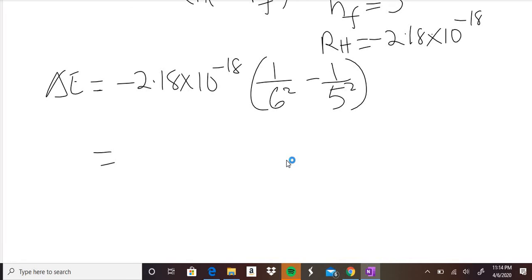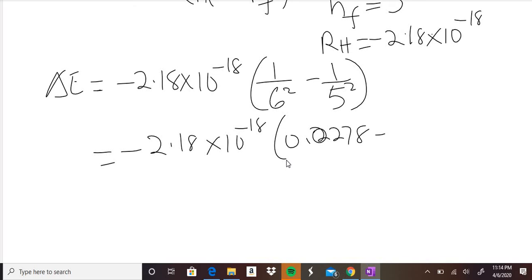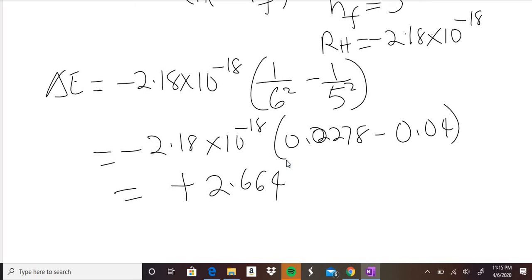So this is going to give us negative 2.18 times 10 to the negative 18 times 0.02778 minus 0.04. So when we plug this into our calculator, it's going to give us positive 2.664 times 10 to negative 20.